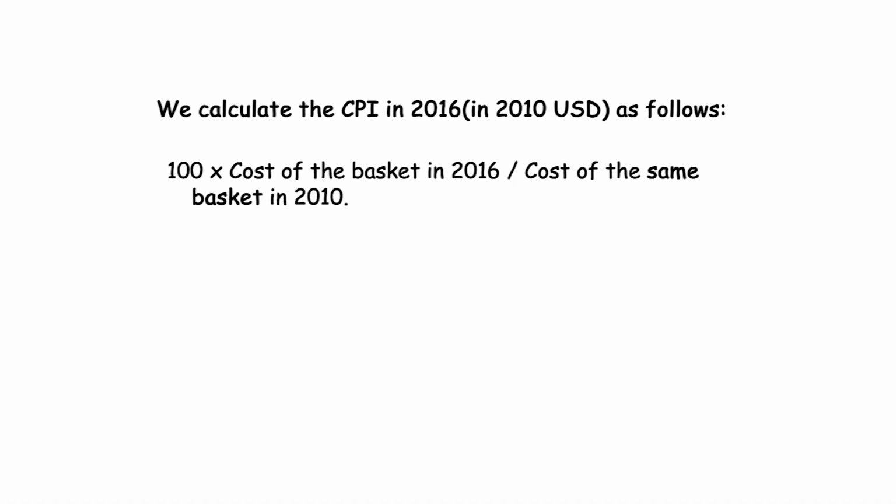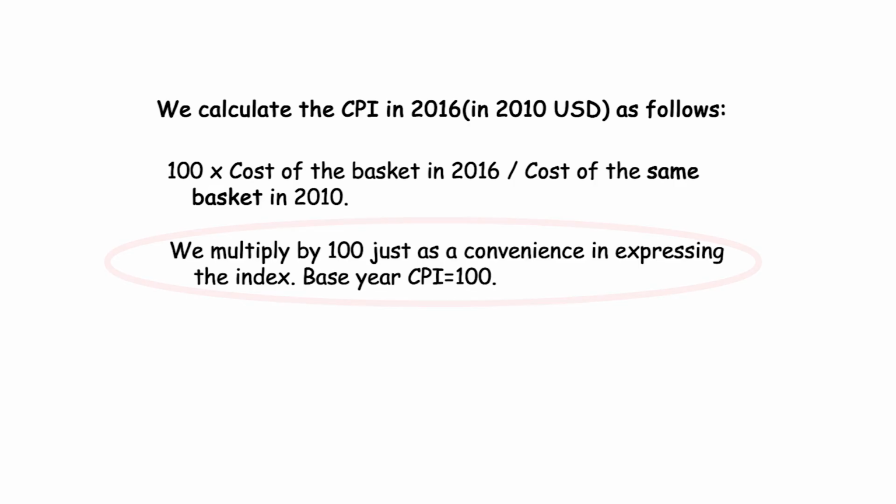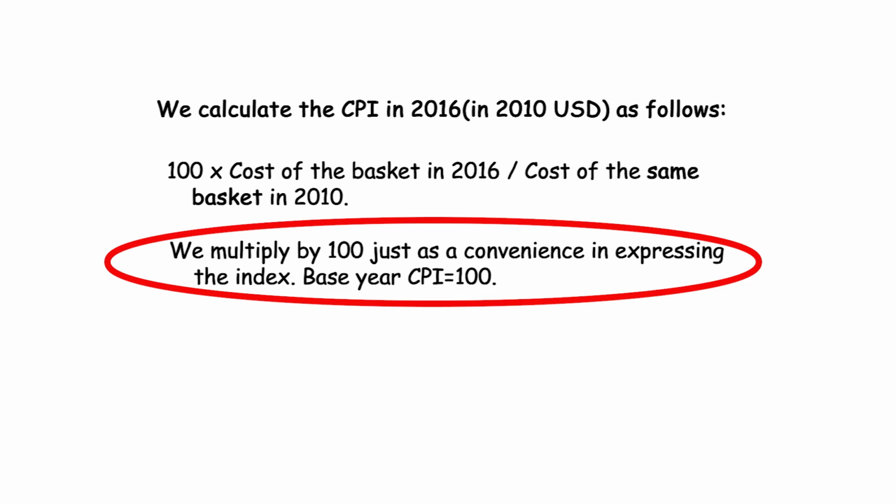We also multiply by 100. That's just a convention. Sometimes you may see price indices which are not multiplied by 100. The only difference is that if you multiply by 100, then the price index of the base year is equal to 100. The word index simply means we're changing units. And if you don't multiply by 100, the base year will be equal to 1.